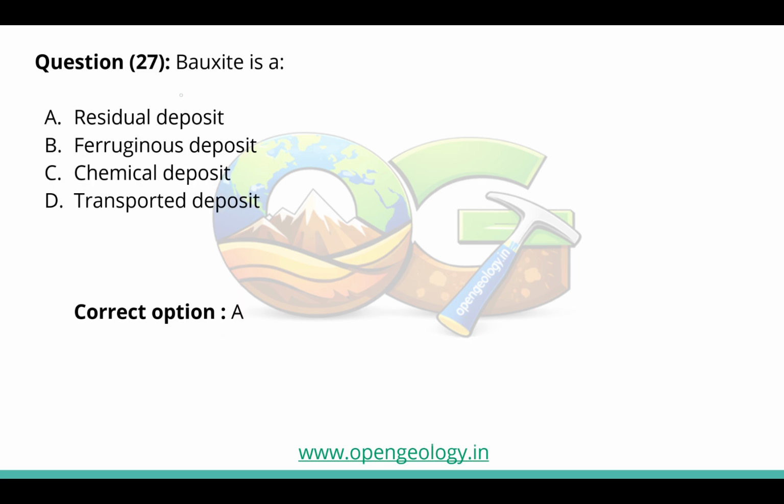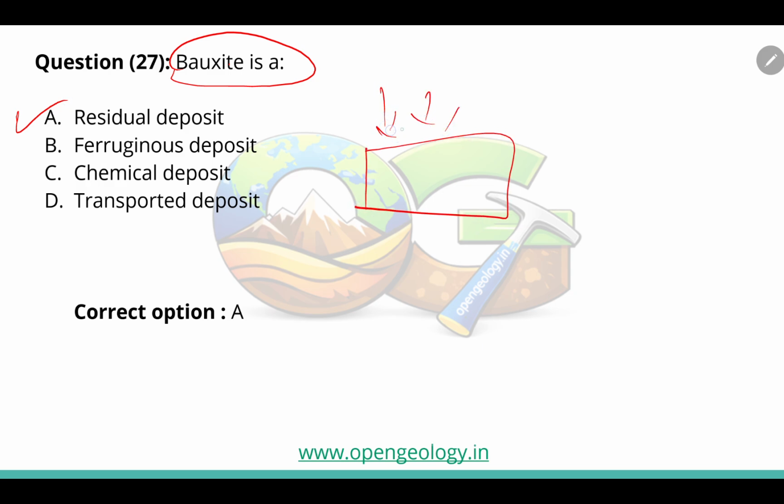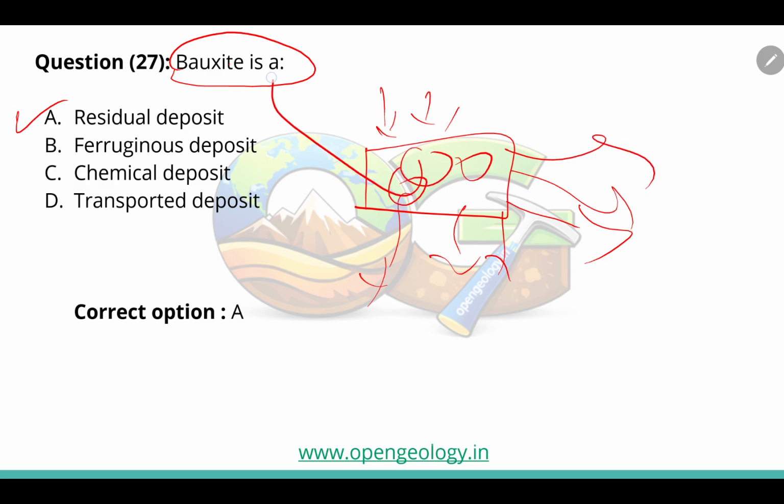Then the next question is the bauxite. So bauxite, what is it? It is a residual deposit. What is a residual deposit? Like you have a rock, and continuous weathering and leaching happens. So all of the material is infiltrated or washed out, and the remaining part is your bauxite, that is a residual deposit.